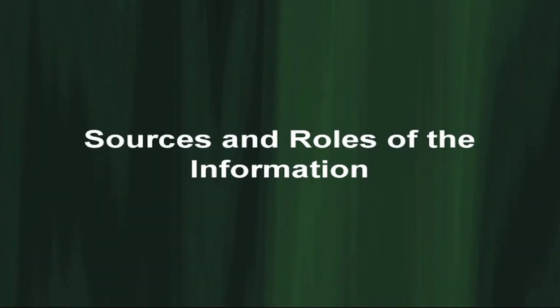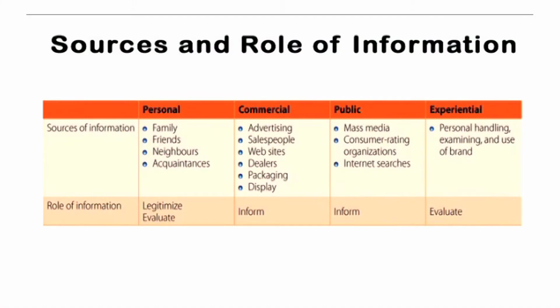Let's evaluate the sources and roles of the information. In case of personal information, which is collected from family, friends, neighborhood, acquaintances, it is very legitimate information. From the commercial information like advertising, salesperson, websites, dealers, packaging, display, this is more of an informative information. The public information like mass media, consumer rating organizations, internet searches, this again is more of an informative information. And finally, the experimental information like personal handling, examining, use of brand, etc. This is more of an evaluative information.